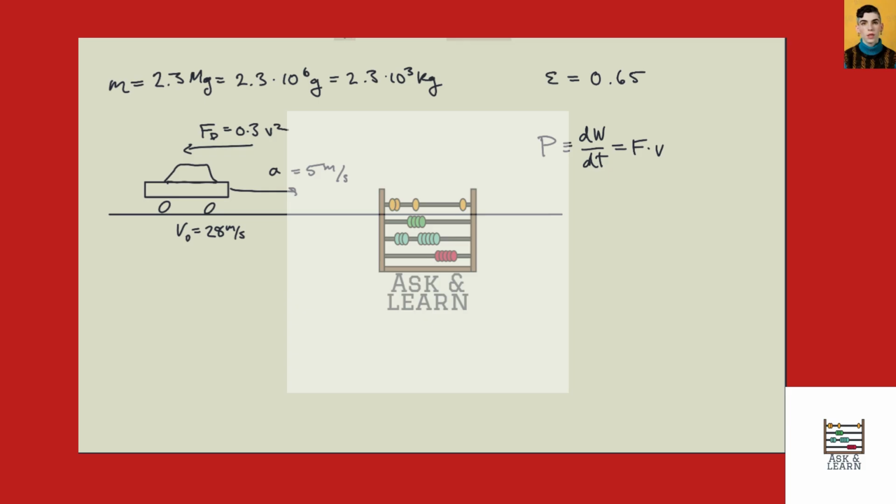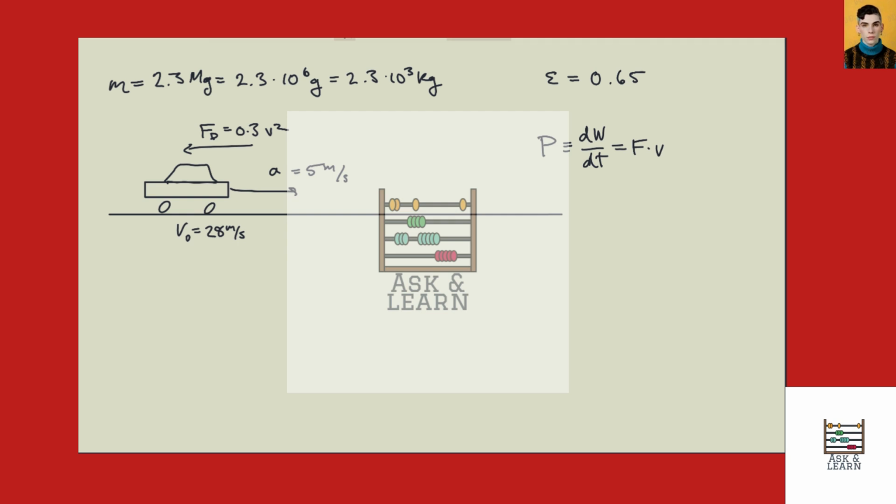Here we are given a sports car weighing 2.3 times 10 to the 3 kilograms, and it is traveling at 28 meters per second, and the driver causes it to accelerate at 5 meters per second squared. We are told that the drag resistance on the car due to the wind is given by this equation, 0.3 times the velocity squared, and we would like to determine the power supplied to the engine at this instant. So we'd like to calculate the instantaneous power. We are also told that the engine has a running efficiency of epsilon equals 0.68.